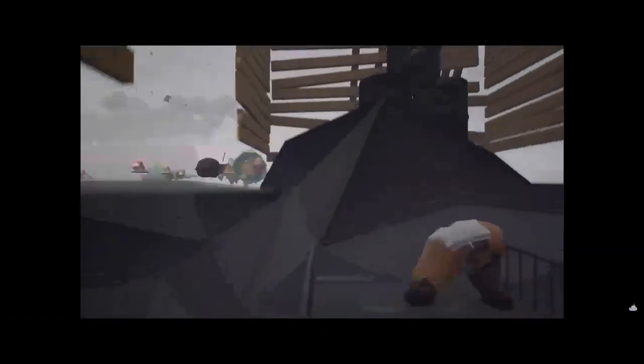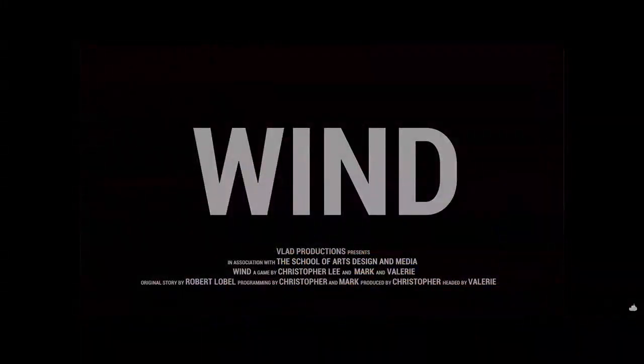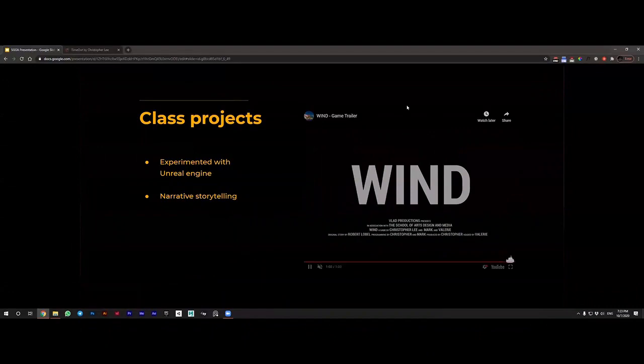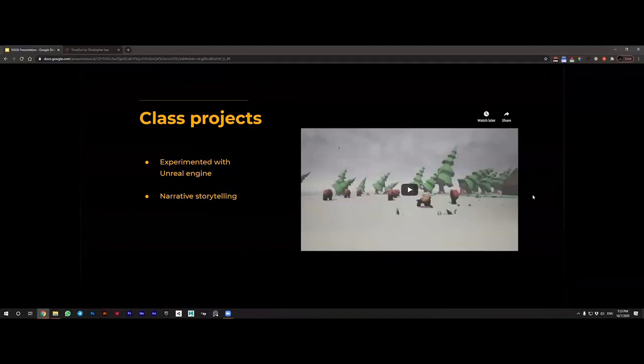Yeah, so this was in Unreal Engine, and the assets were all done in Blender in a low poly style. Yeah, so I had experience with Unity, and Unreal was a very rough experience over there. So you can see both games are more towards narrative-driven storylines.